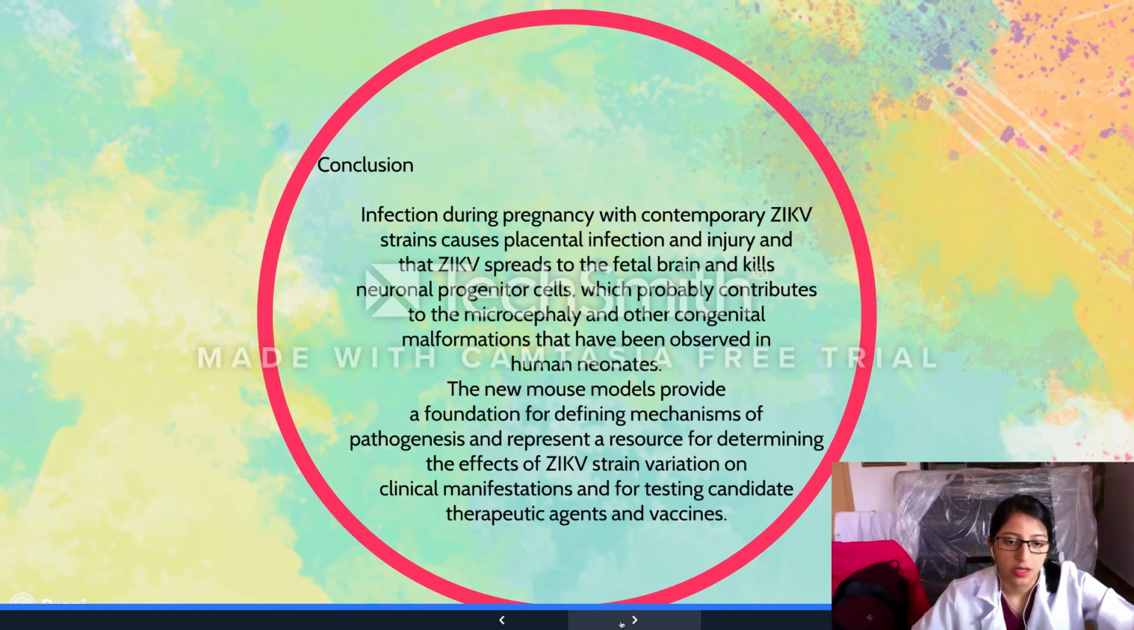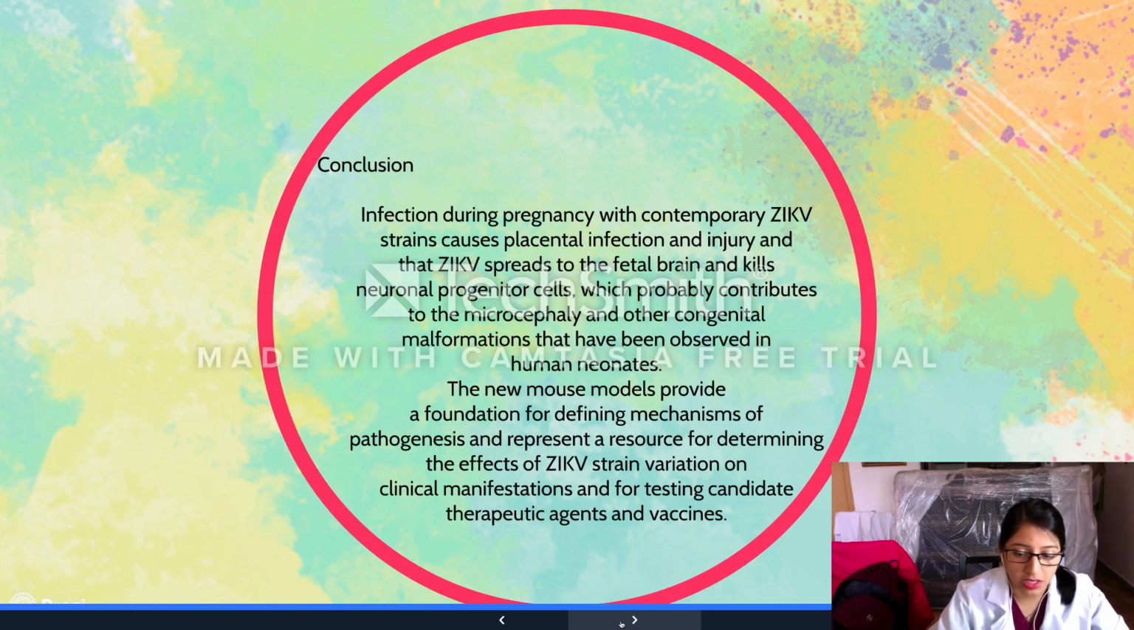So, in conclusion, infection during pregnancy with contemporary Zika strains causes placental infection and injury, and the Zika virus spreads to the fetal brain and kills neuronal progenitor cells, which probably contributes to the microcephaly and other congenital malformations that have been observed in human neonates. The new mouse models provide a foundation for defining mechanisms of pathogenesis and represent a resource for determining the effects of Zika virus strain variation on clinical manifestations and for testing candidate therapeutic agents and vaccines.